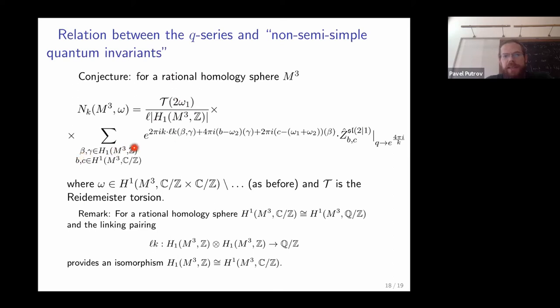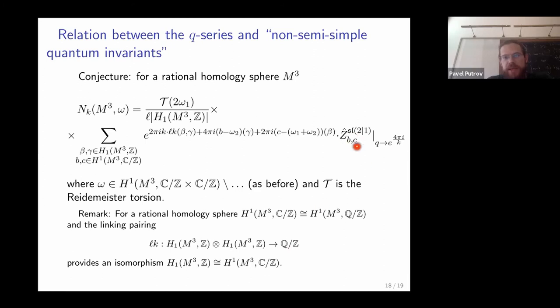Okay, so let me make some comments here. You may notice that before, my Z hats for SL(2) were labeled by a pair of elements of H1. But here, instead, I want them to be labeled by elements of the first cohomology with coefficients in C mod Z. This is possible because for a rational homology sphere, the first cohomology group with coefficients in C mod Z is actually identified with the first cohomology with coefficients in Q. But this in turn is isomorphic, by a particular choice of isomorphism, to H1, the first homology group with integer coefficients, by using the linking pairing, which is a non-degenerate pairing on the first homology to Q mod Z.